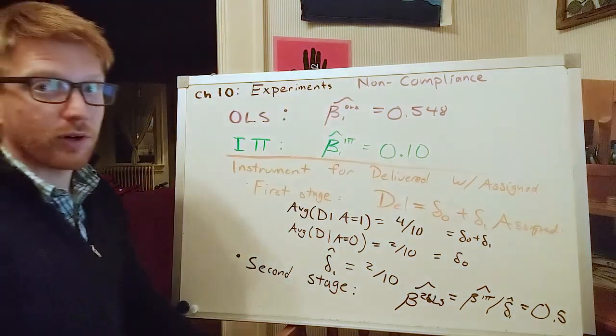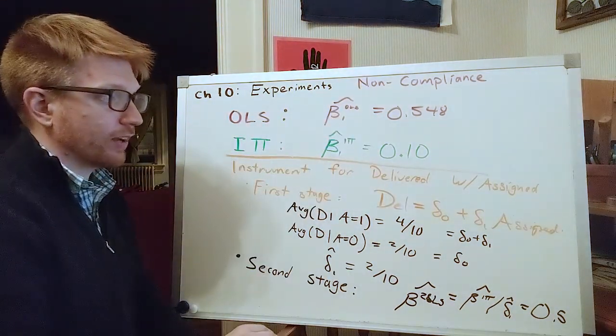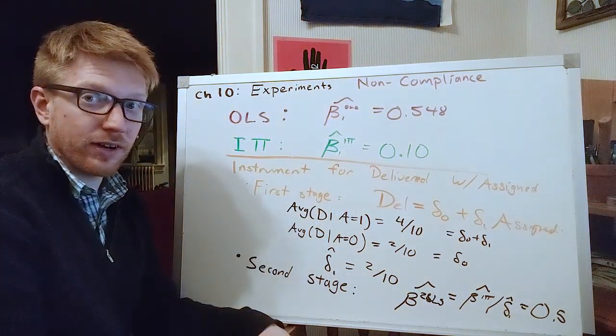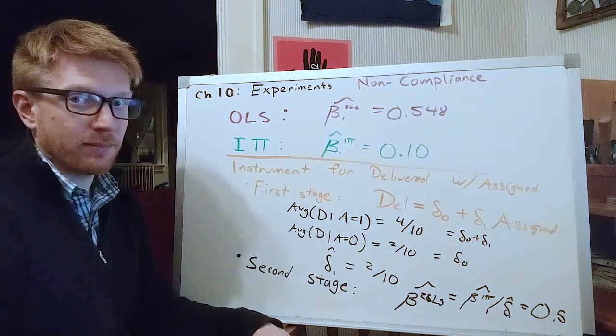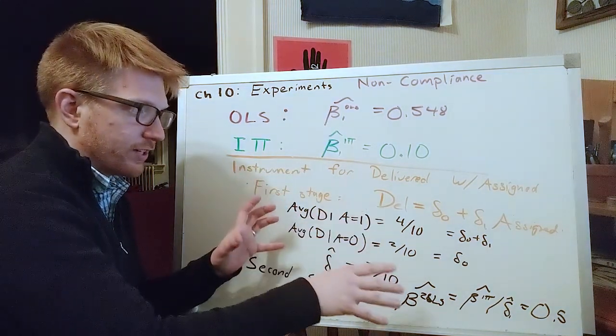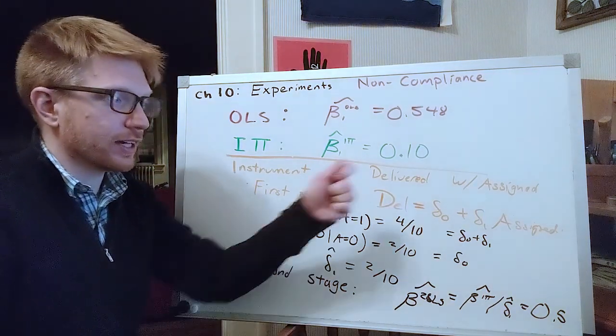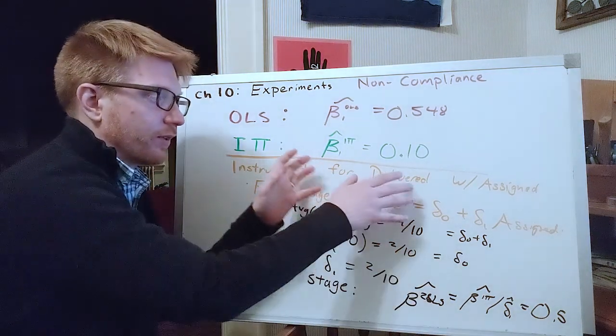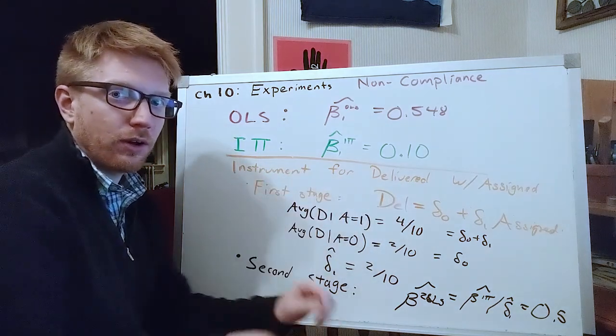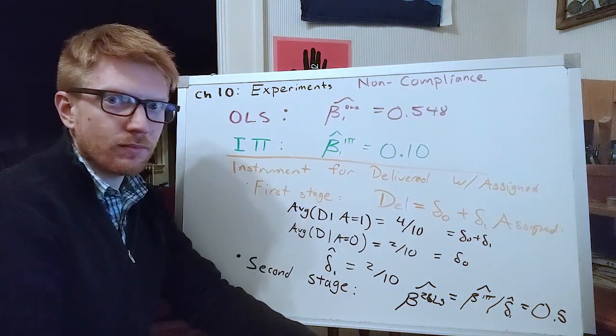The ordinary least squares method is just looking at the difference in averages. It doesn't take into consideration the fact that there could potentially be endogeneity. The 2-stage least squares approach gets around that by using assignment as an instrument for the variable we're interested in, which is delivery.